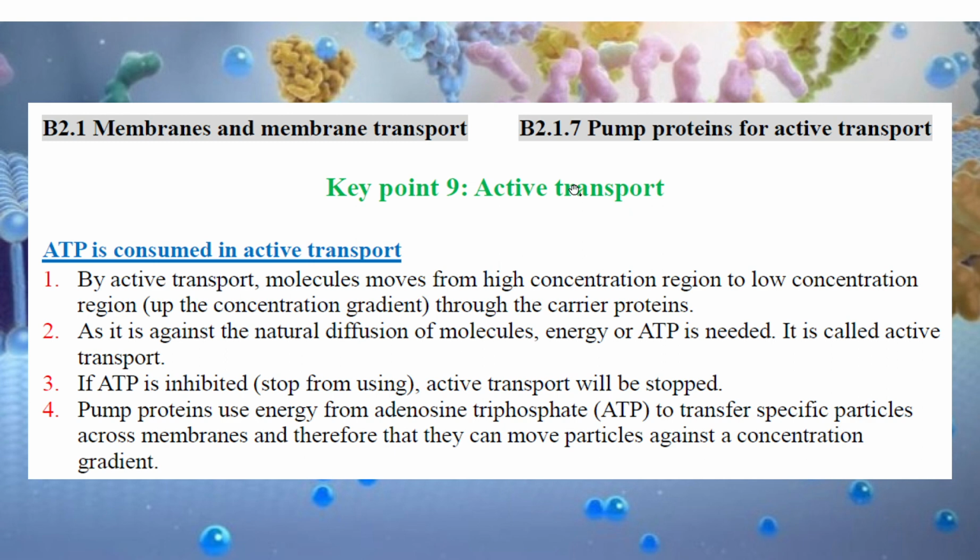And what's active transport? Active transport needs energy. Active transport is a move from a low concentration region to a high concentration region. Sorry, I mixed it up. It should be against the concentration gradient, from low to high. Impossible, not natural. So we need to give it energy. The energy comes from ATP, as you will learn later. ATP is broken down, and energy will come out. If ATP is inhibited, low ATP, then active transport will be stopped completely. And the pump protein does this. The pump protein uses ATP to transfer a specific particle up the gradient.